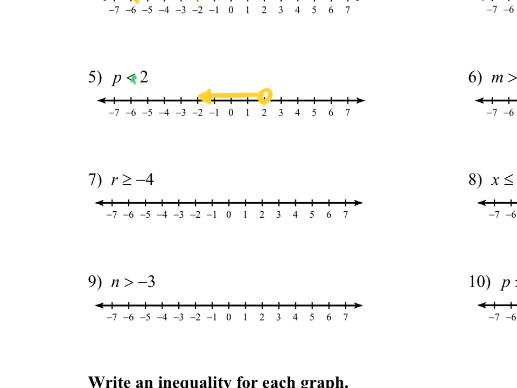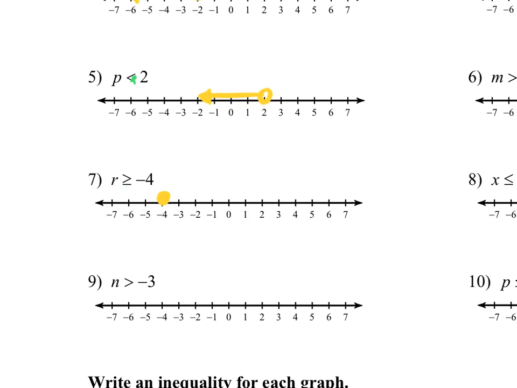Okay. All right. Now, number 7 is one that's going to be slightly different, right? Let's look at number 7. Where's our dot going to go? Negative 4. And is it going to be open or closed? Closed. The reason it is closed is it has the or equal to, the line underneath.